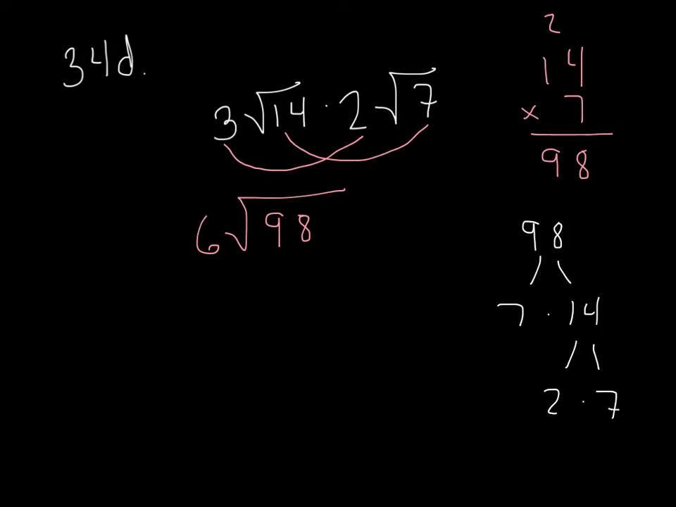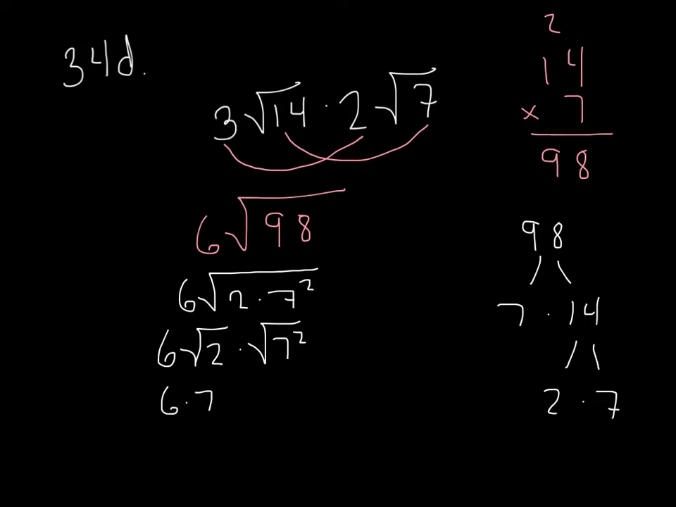So what becomes really interesting here is this is 6 square roots of 2 times 7 squared. Because it's the square root of 2 times 7 squared, that's the same thing as 6 times the square root of 2 times the square root of 7 squared, and the square root of 7 squared is just 7. So that's the same thing as 6 times 7 times the square root of 2, which is 42 square roots of 2.